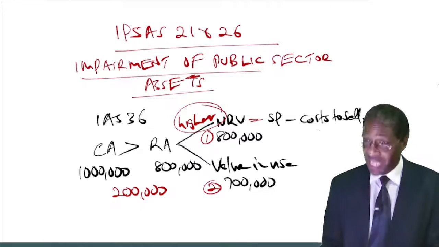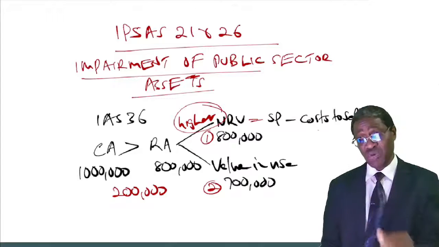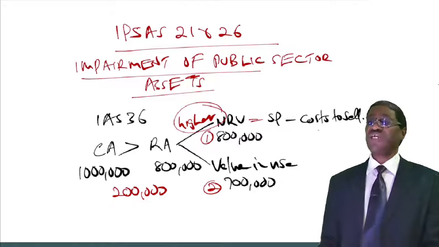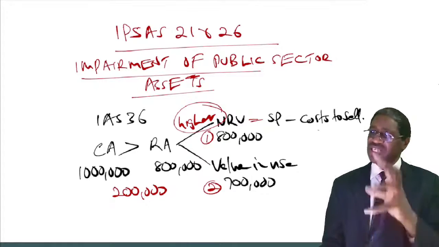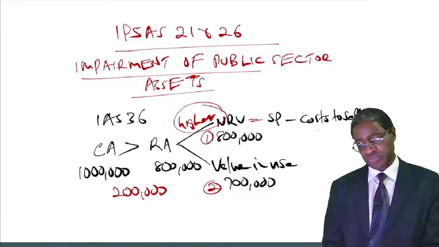Take the selling price or the fair value, or what you can call the market value of that asset, and you minus any cost to sell. That's how you determine the net realizable value.